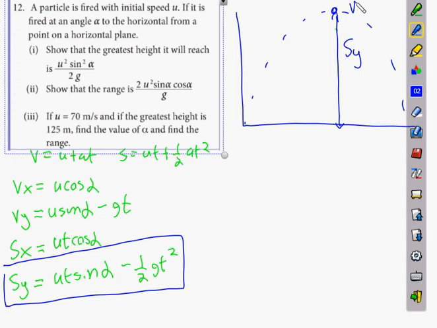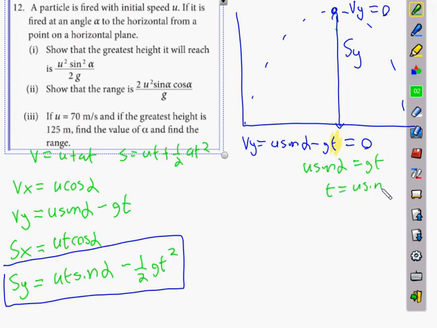Vy equals 0. At your greatest height, your Vy stops and is equal to 0. So you go to Vy equals 0, and what you say is that u sine alpha minus gt equals 0. You need to isolate t. Move the gt over the other side, you get u sine alpha equals gt. T therefore equals u sine alpha all over g. Okay? Everybody happy with that? That's a general formula. Do you know that?